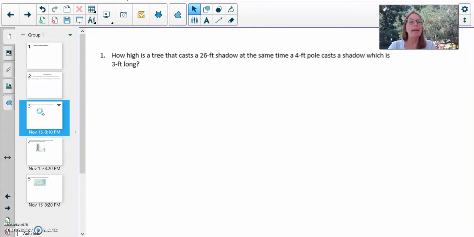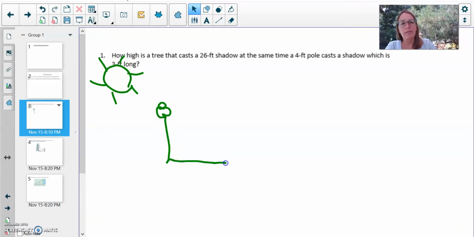Okay, so how high is a tree that casts a 26-foot shadow? At the same time, a 4-foot pole casts a shadow that is 3 feet long. So I have to start by drawing a picture so I can see what's going on. We have our sun. We have a tree and the shadow for the tree. And you can envision the rays of the sun making a triangle with the tip of the tree to the tip of its shadow. And we know the length of that shadow, they told us, was 26 feet.